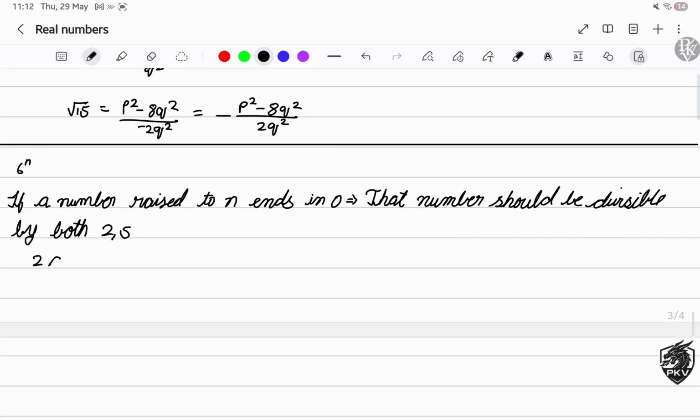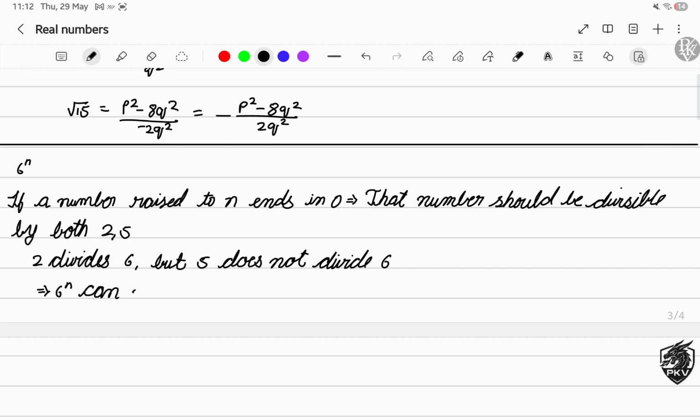So let's see, 2 divides 6 obviously, but 5 does not divide 6. That implies 6 raised to n can never end in 0.